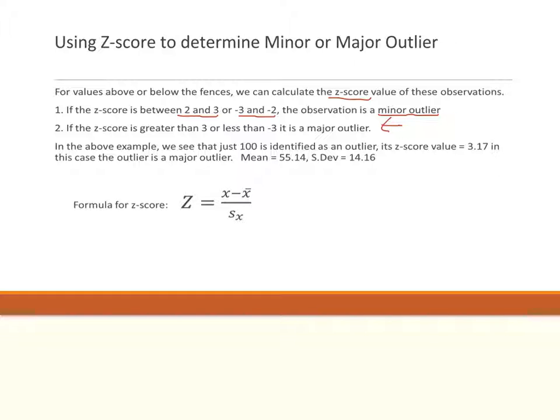So in the above example, we see that 100 is identified as an outlier, and its z-score turns out to be 3.17. And how did we get the z? Well, we take 100 minus the mean value of 55.4, divided by 14.16, and we get this value here. So in this particular case, we have a major outlier that we have to contend with in this data set.